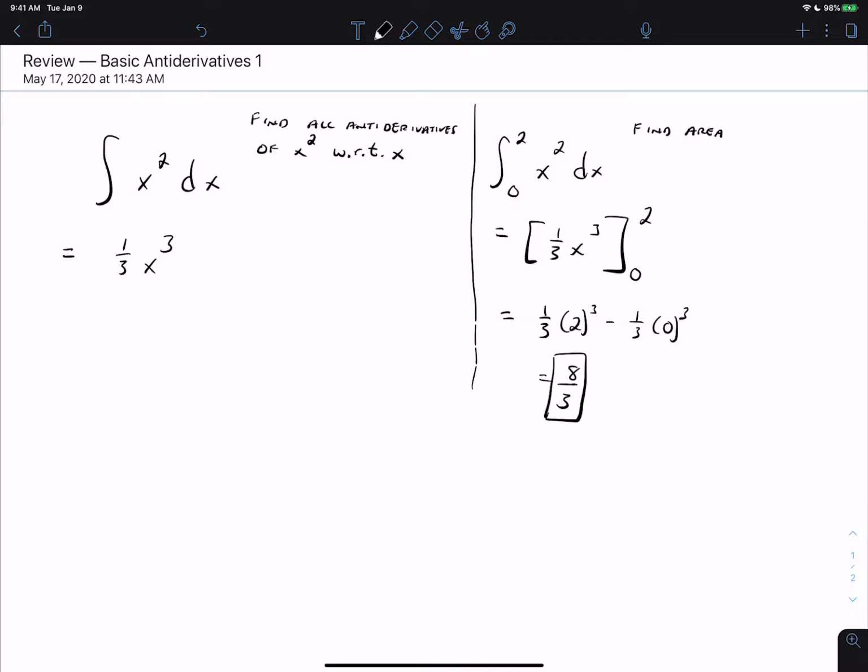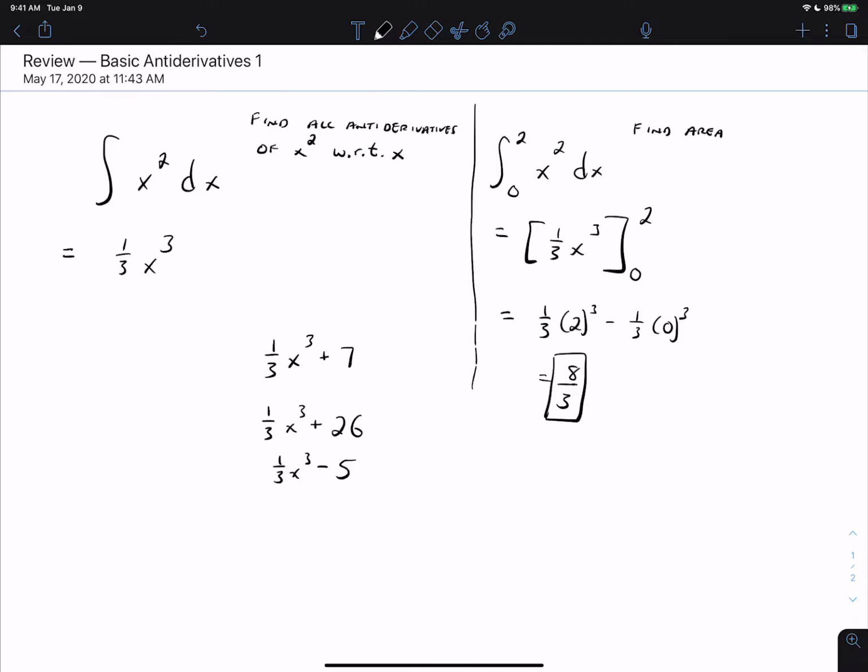You can then add any constant you want. For example, instead of 1/3 x to the third, I could say 1/3 x to the third plus 7. That would be an antiderivative of x squared because the derivative of 7 is 0. I could also do 1/3 x to the third plus 26, or 1/3 x to the third minus 5, because in all three of those cases the derivative of the constant is 0. In all cases, the derivative of a constant is 0.